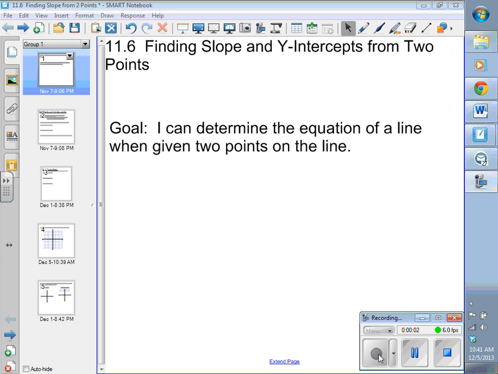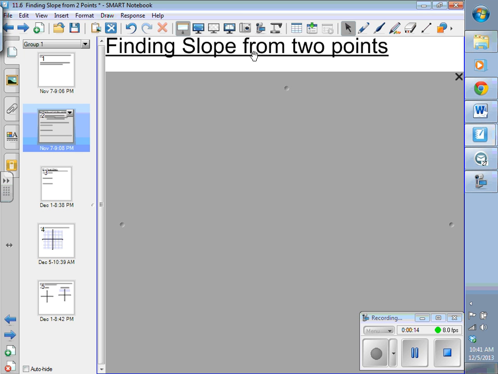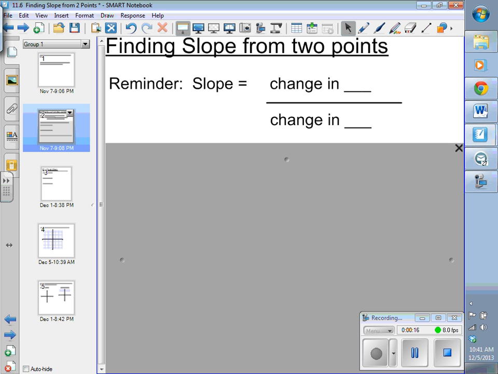Today we are finding the slope and y-intercept from 2 points. Our goal is that we can determine the equation of a line when given 2 points on the line. So, finding the slope from 2 points. Reminder, we find the slope by finding the change in y over the change in x.